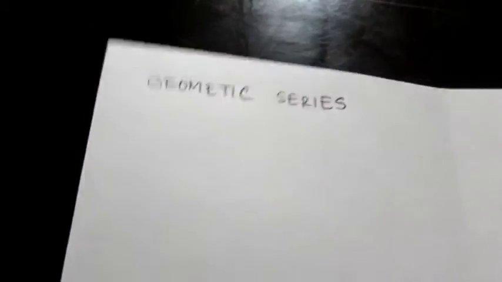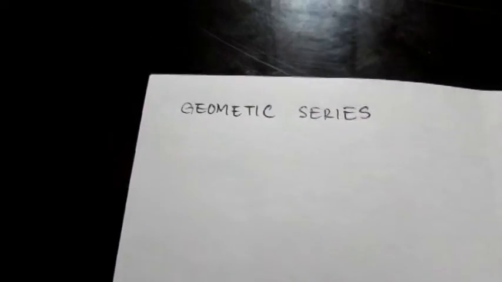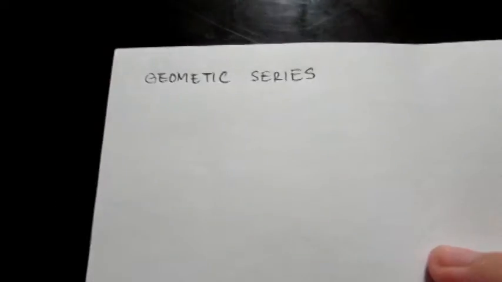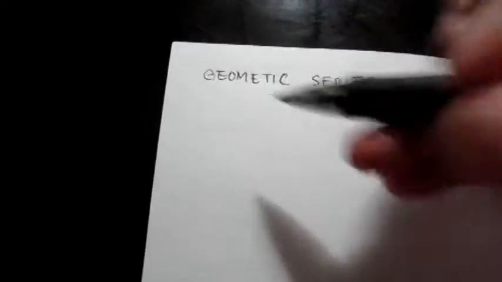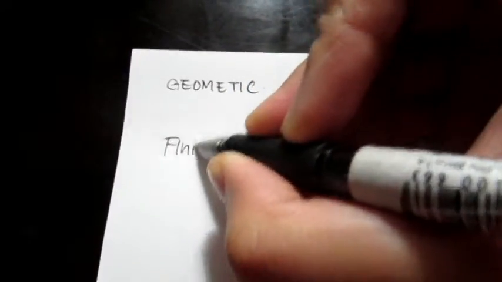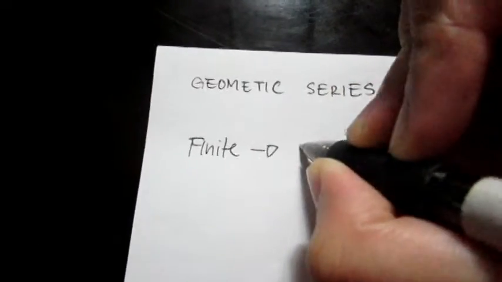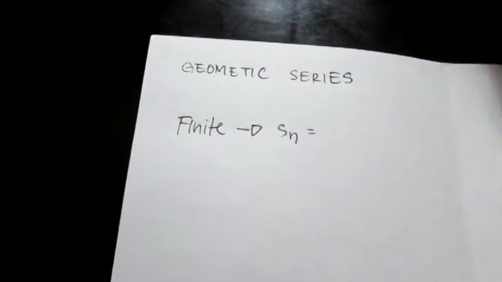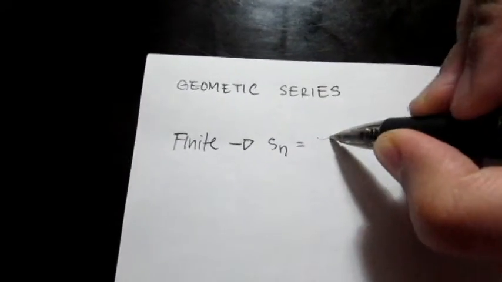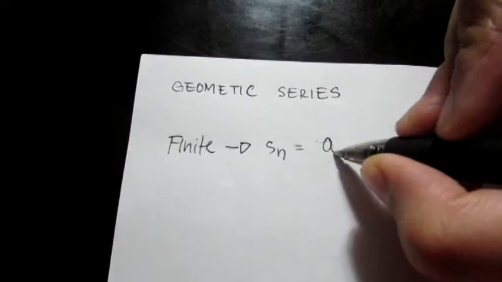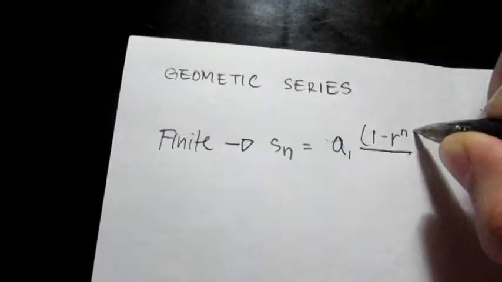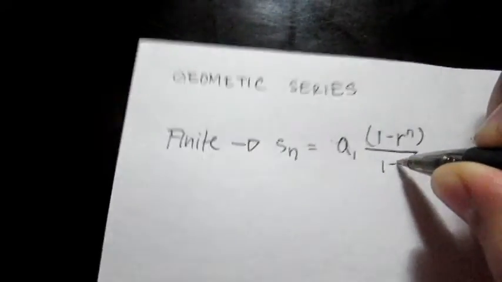On the other hand, when we say geometric series, it is a sum of geometric sequence where it contains finite and infinite sequence. For finite sequence, we have this formula. S sub n is equal to a sub 1 times 1 minus r raised to n divided by 1 minus r.